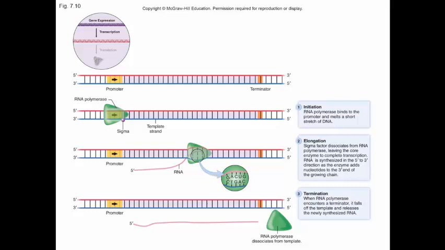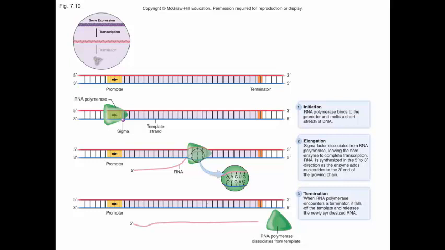Eukaryotes don't do this. In other words, all of us that have a nucleus and all of us that are more sophisticated cells, yay, don't have this. We don't have polycistronic. We have monocistronic. Now, polycistronic genes are all coded for a single biochemical pathway. This allows for coordinated gene expression, which we'll get into in a little bit.